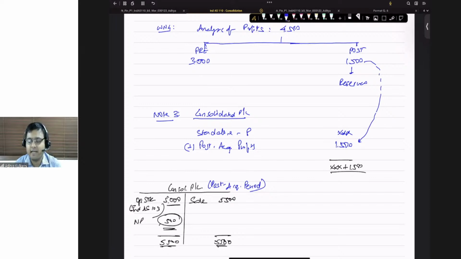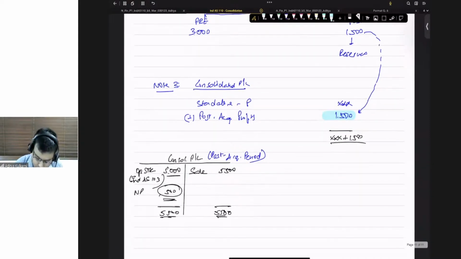What will be the adjusting entry that will be passed? Sir, the post acquisition profit was 1,500 of the subsidiary. But in true sense, the post acquisition profit should be 500. And therefore, profit is going down. So debit the post P&L. Debit the post profit and loss account with 1,000.